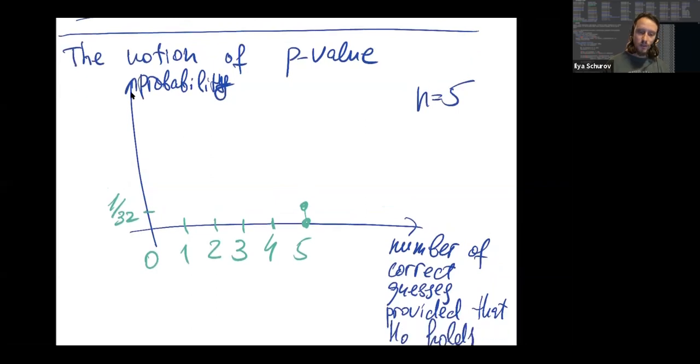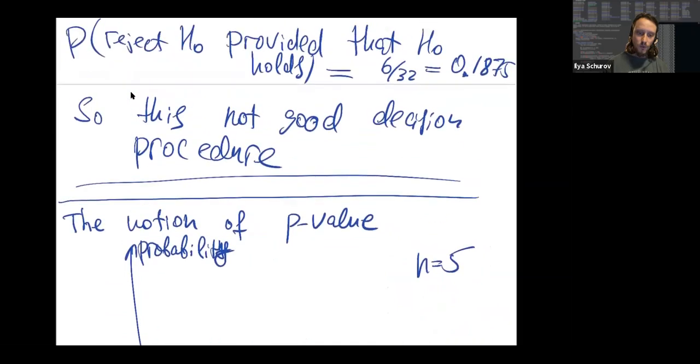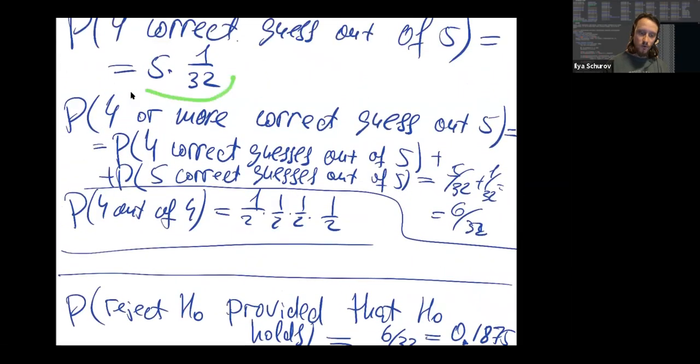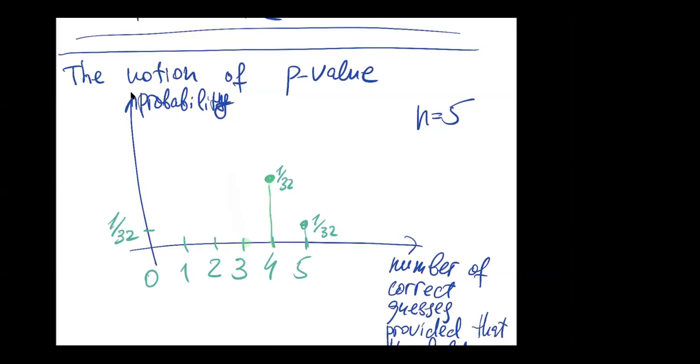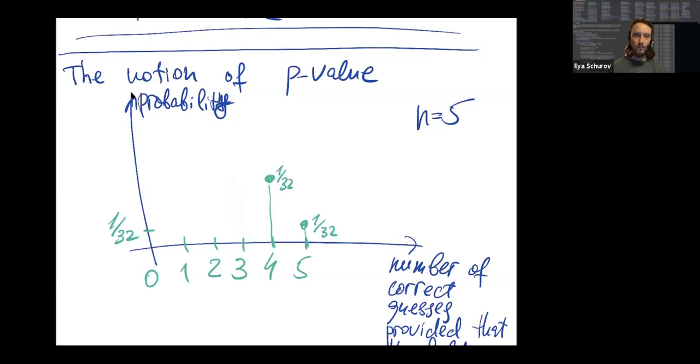So what is the probability to have 4 correct guesses? We already found that it is 5 over 32. So it would be somewhere here. This is 1 over 32. What about the probability to make 3 correct guesses out of 5? I don't ask you about the exact value, but is it larger than this value or smaller? What is more likely, to guess 3 out of 5 or 4 out of 5? I guess 3 out of 5 is more likely. So we probably have something like this.